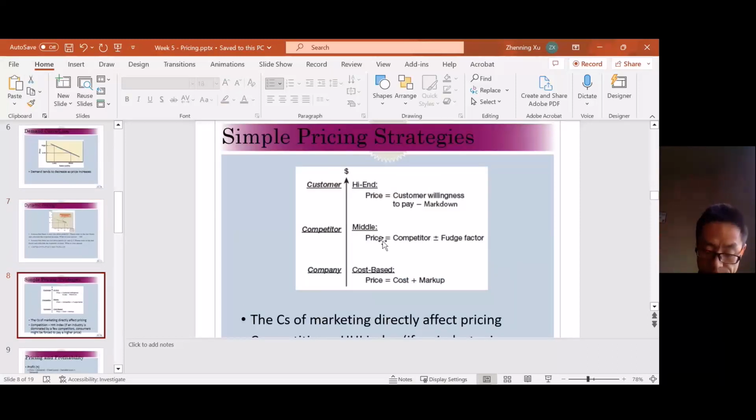Now think about pricing as a systematic strategy that matches customers with companies. There are customers, competitors, and companies, which means it's a three-party game.